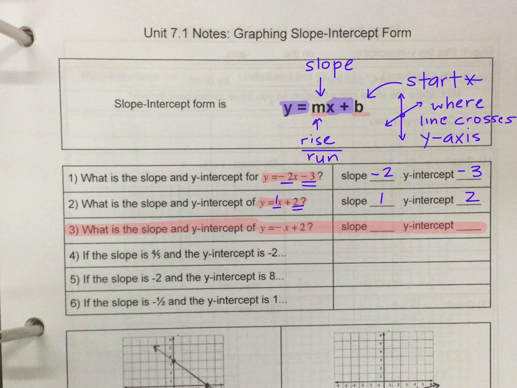Now, the next one asks me to write the equation if the slope is 4 over 5 and the y-intercept is negative 2. So I write y equals 4 over 5 x, I always write my x, plus negative 2. You can also write x minus 2. Either way is correct. Number 5 says if the slope is negative 2 and the y-intercept is 8, y equals negative 2x plus 8. I need you to do number 6 if the slope is 1/2 and the y-intercept is 1.